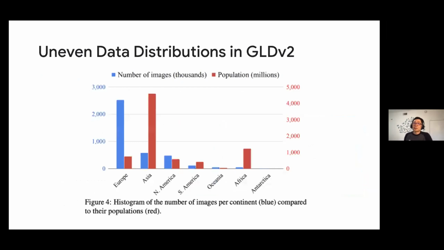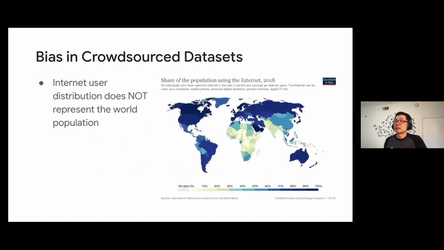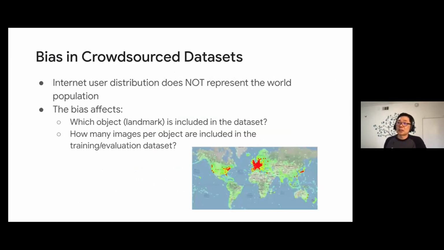The GLDV2 CVPR paper also presents detailed analysis of the data, where we can observe some bias. Most of the landmarks were in Europe, even though Europe is nowhere close to the majority of the world population, as you can see in the graph. The reason that this is happening is because the data collection was based on the Wikimedia images. In other words, crowdsourced. And the user distribution there does not follow the actual world population, as you can see in this map. As a result, more landmarks were added to the region where more contributors lived, and more training and evaluation images from those landmarks were added.